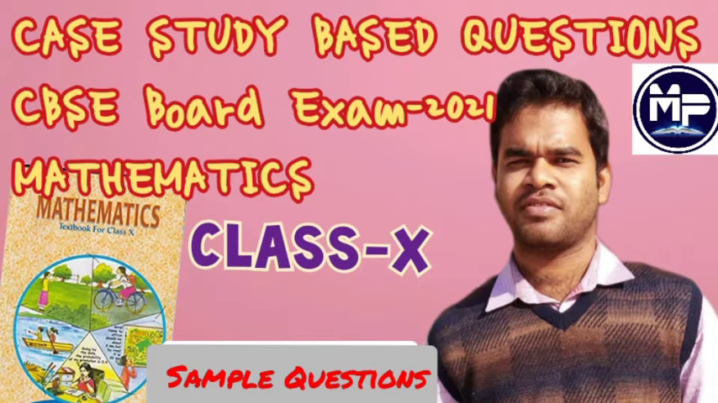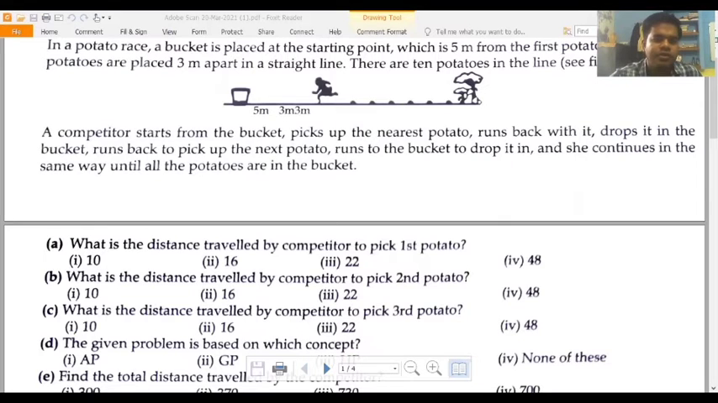Now I will discuss a few case study based questions of class 10. Your first question is that in a potato race, a bucket is placed at the starting point, which is 5 meters from the first potato, and the other potatoes are placed 3 meters apart in a straight line. There are 10 potatoes in the line.